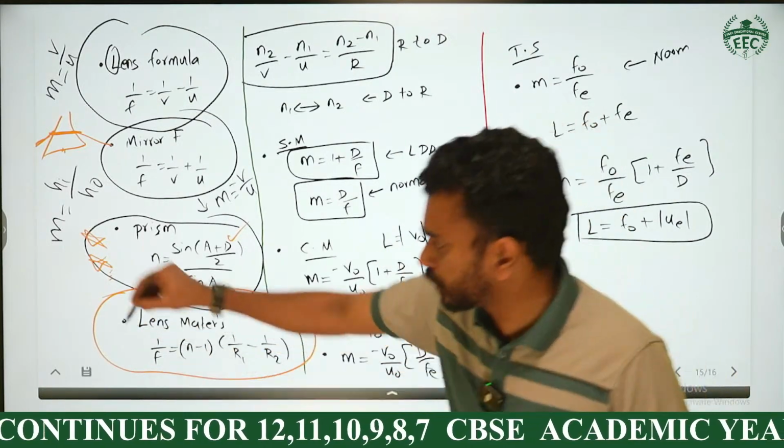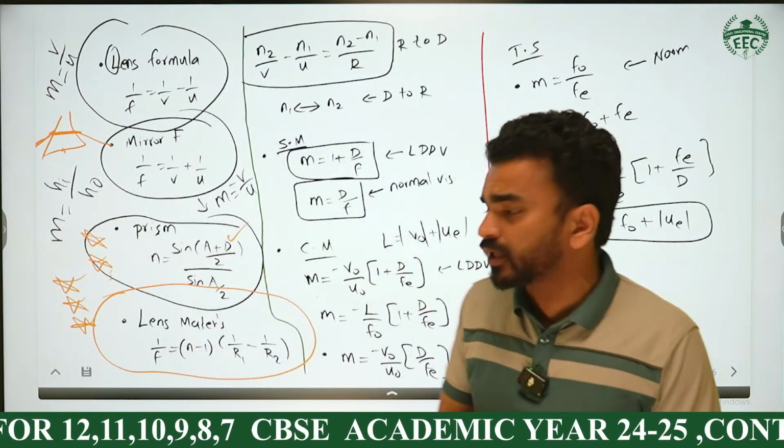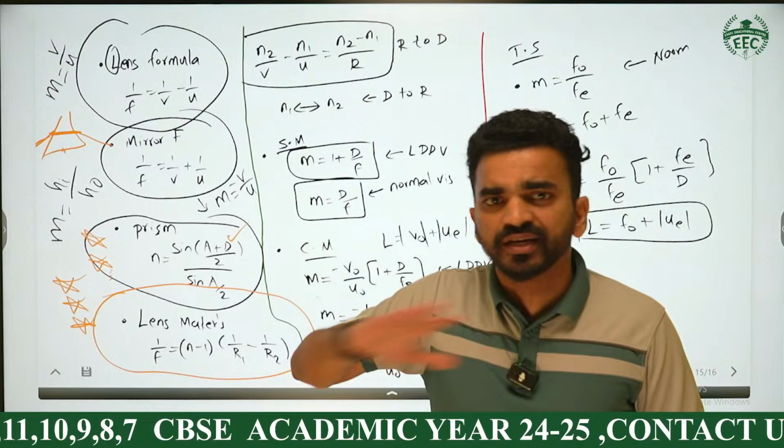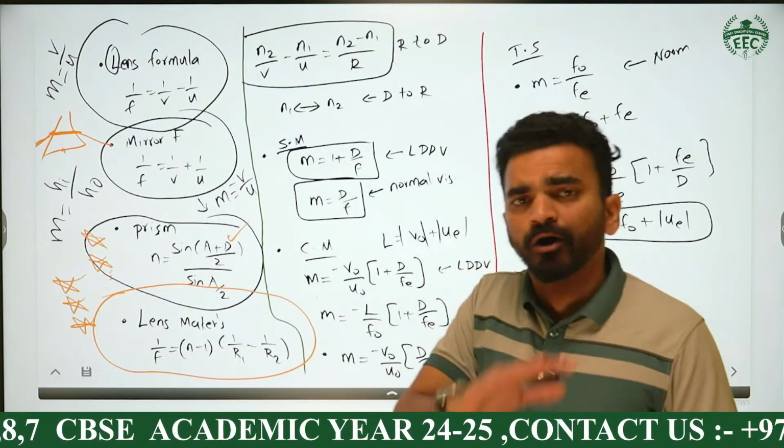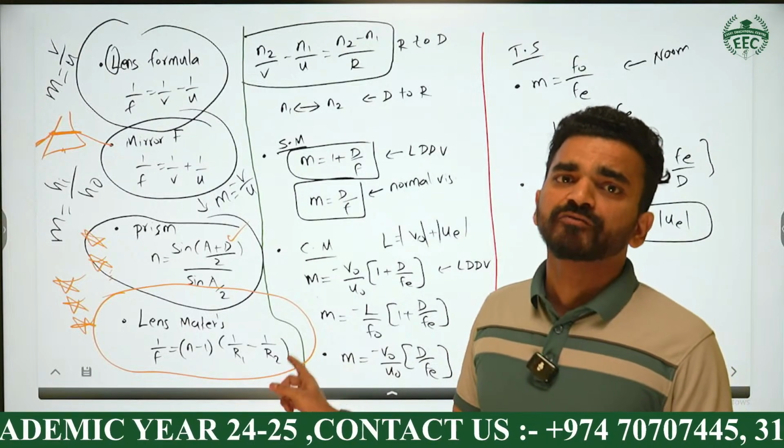1 by f is equal to another 5-star category question. Rapid test more important. You have to focus on easy derivation only. No integration, no differences, simple geometric derivation. Any kid can do this very easily. 1 by f is equal to (n minus 1) into (1 by R1 minus 1 by R2).